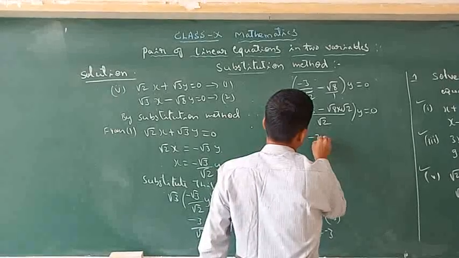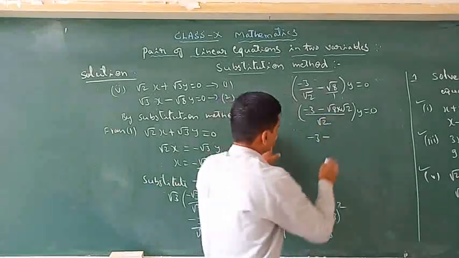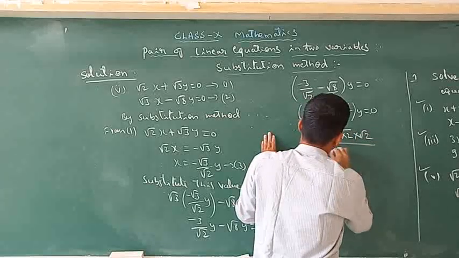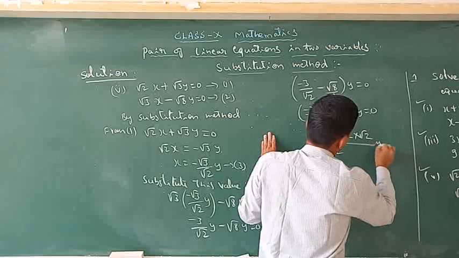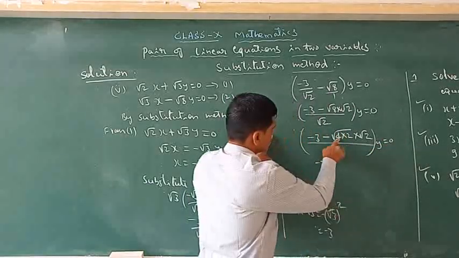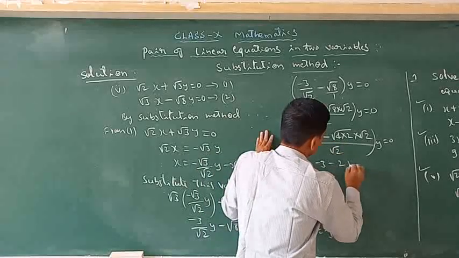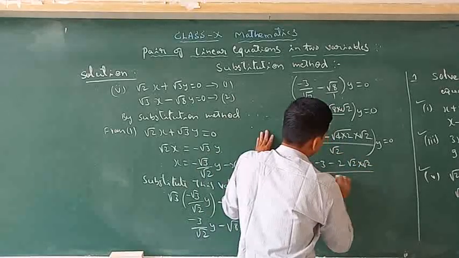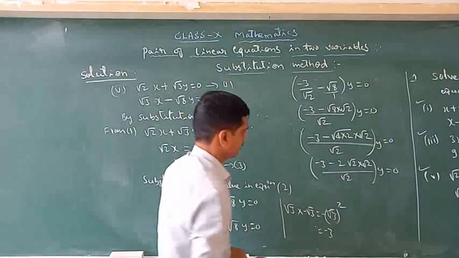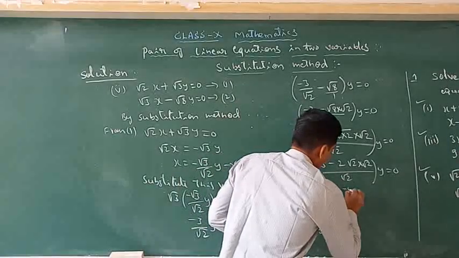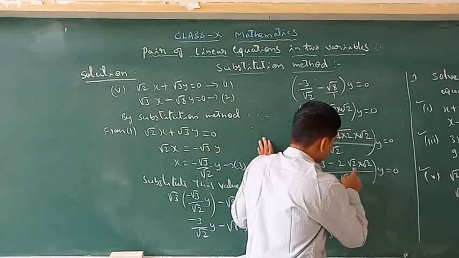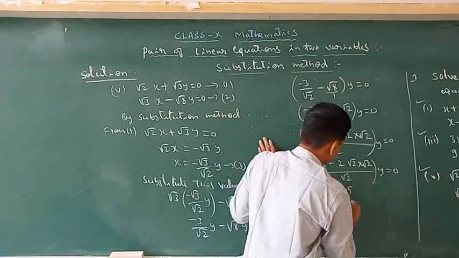So minus 3 minus root 8, which can be expressed as root of 4 into 2, so into root 2, divided by root 2, into y is equal to 0. Again on simplification, the square root of 4 is 2, so minus 3 minus 2 root 2 into root 2, divided by root 2, into y equals 0. Root 2 into root 2 becomes 2. Otherwise you can cancel this one also, but here it is a binomial.